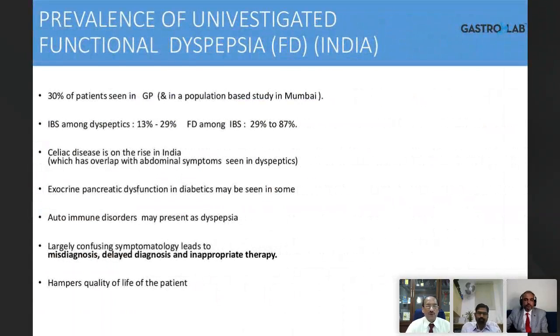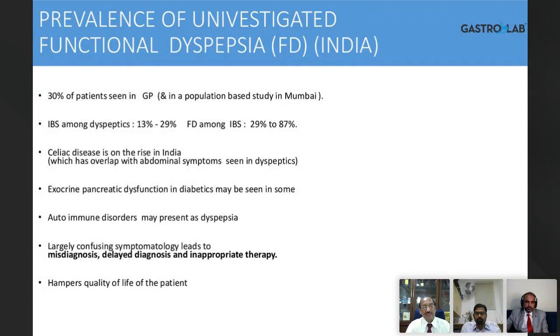It's not just the endoscopy. I'm just coming to show you how there are other things, like gastric function tests, which can be of help. If you see here, 30% of patients in general practice have dyspepsia. Even in Mumbai, 30% of the population have dyspepsia.